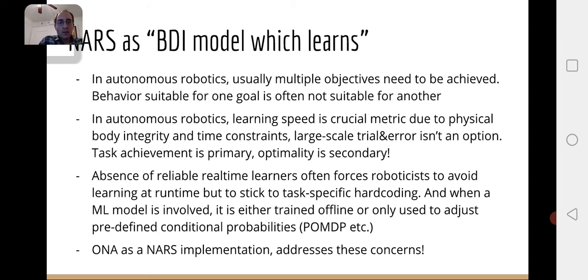Additionally, we can even say that the absence of reliable real-time learners is forcing roboticists to avoid learning at runtime and to stick to task-specific hard coding. And when a machine learning or deep learning model is involved, it is either trained offline or only used to adjust predefined conditional probabilities. So it's not really able to learn anything new at runtime. And this is something ONA, as a NAS implementation, addresses, besides the other points mentioned.